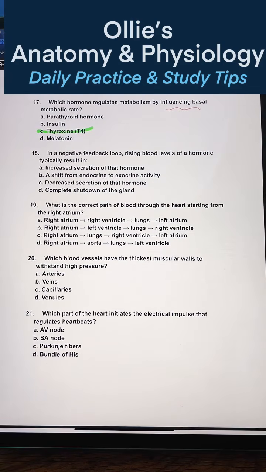Number 18, in a negative feedback loop, rising blood levels of a hormone typically result in what? A, B, C, or D, whatever you think it is. Put your answer choice down in the comments.